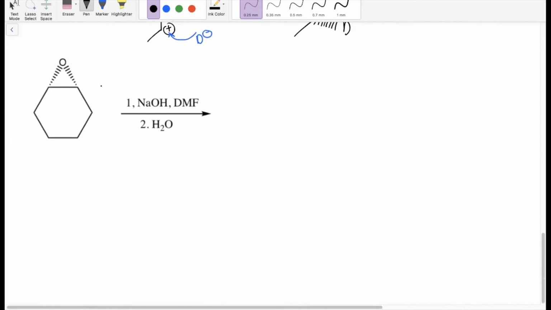Okay, so again, what kind of conditions are we in? It's looking pretty basic. We have an OH minus, that's a very strong base. We have a protic solvent right here, DMF. And then we have H2O as we usually do. Again, the first question we ask ourselves is, which carbon? Do we attack this carbon or do we attack this carbon? And again, in this case, they are both identical, right? They are both identical.